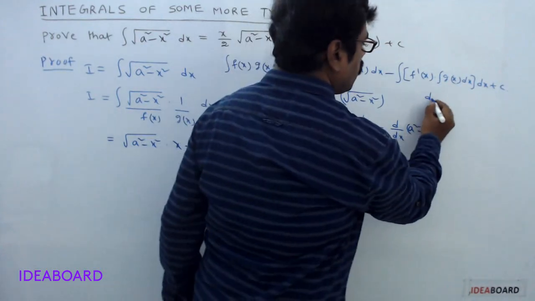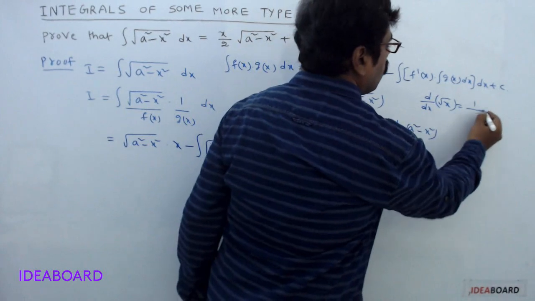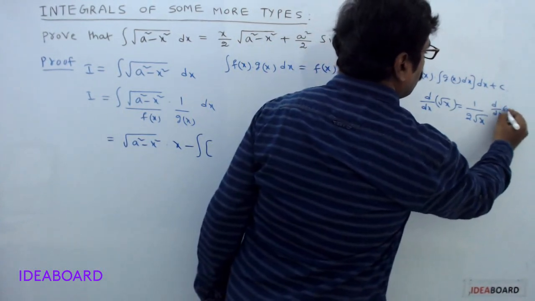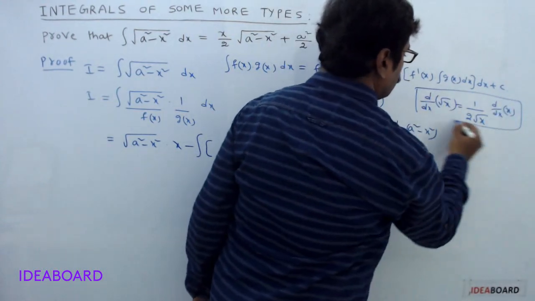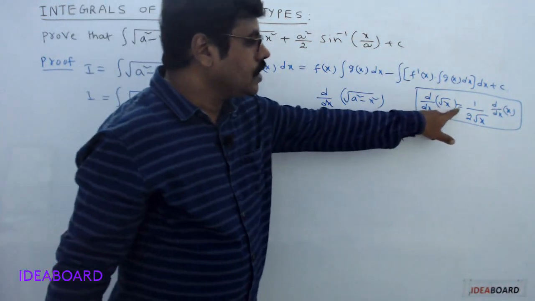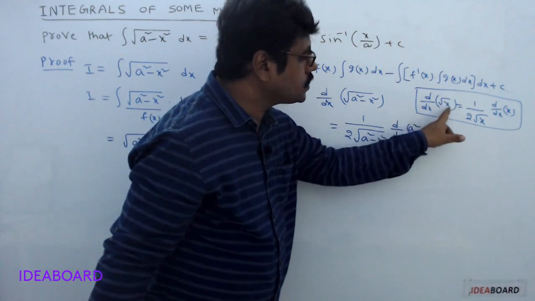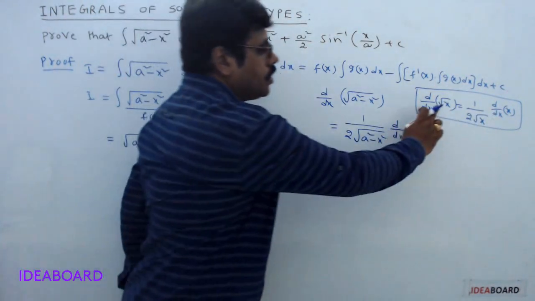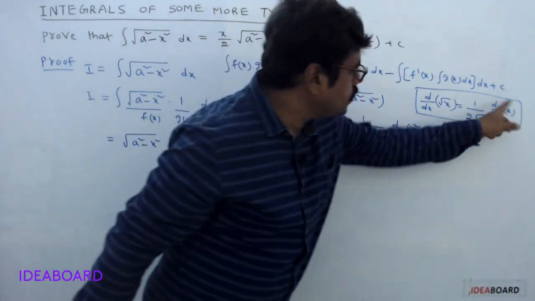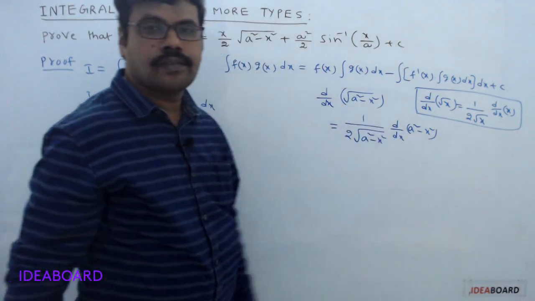Now see the actual formula of the derivative of root x. The derivative of root x is 1 divided by 2 root x into the derivative of x. This is the actual meaning of the formula. The derivative of root x is 1 divided by 2 root x into the derivative of this x. Now here in place of x, a square minus x square will be there. So in this formula replace x with a square minus x square.